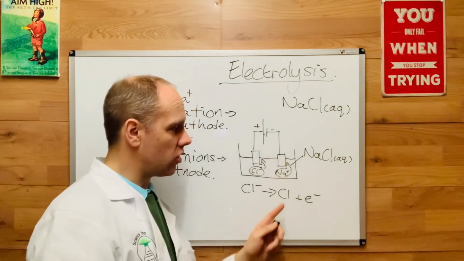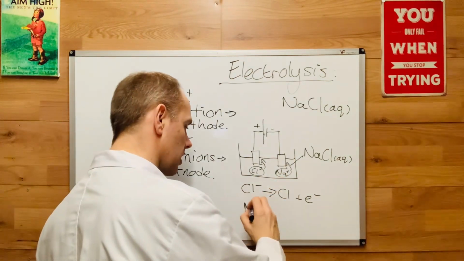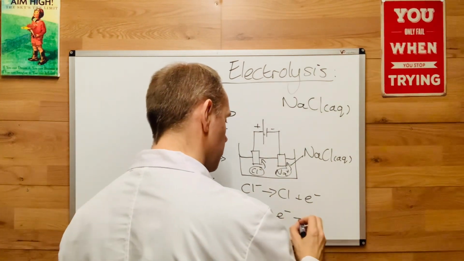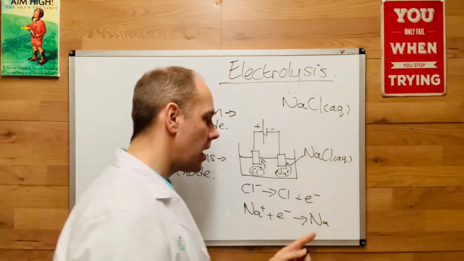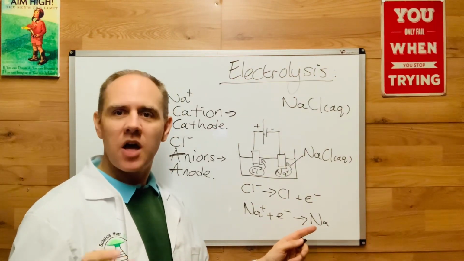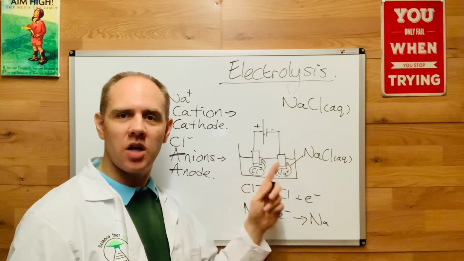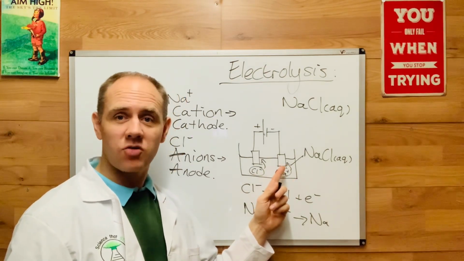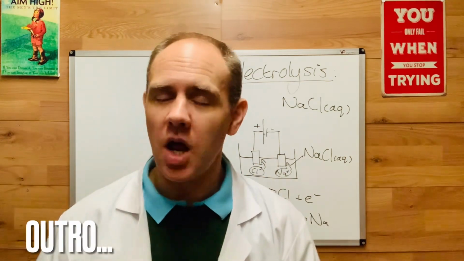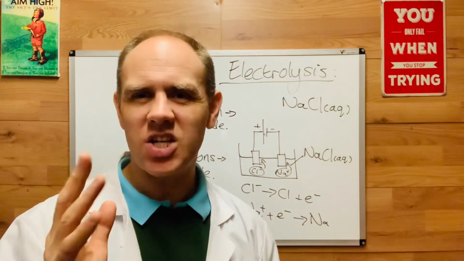At this electrode, the sodium ions, the cations, these are going to be gaining an electron. And sodium is formed. But because sodium is more reactive than hydrogen, because this is dissolved in water, we end up making hydrogen at this electrode, and chlorine at this electrode. And that's really all there is to know about it. So I think I've done a pretty good job. It's a good initial start.